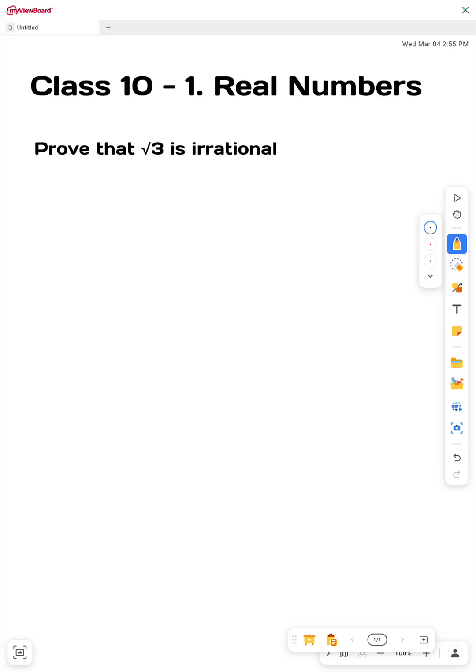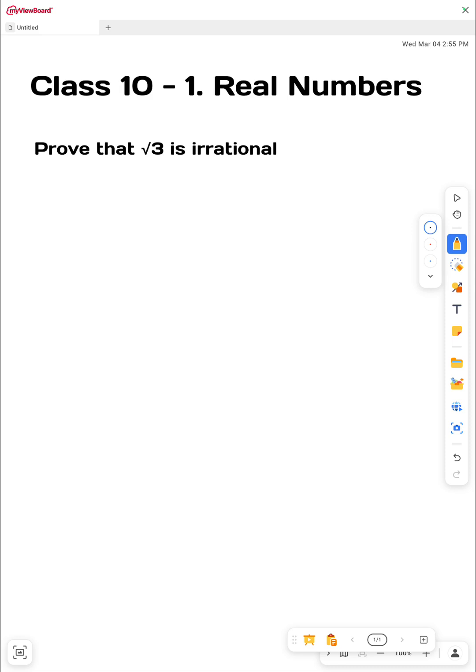In this video, we will discuss this theorem: prove that root 3 is irrational. We already know that if a prime number is under root, then it is always an irrational number. We already learned it in the previous classes, but in 10th class, we need to prove it. So, let's see how we can prove it.